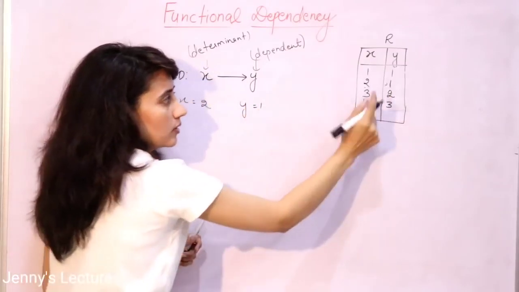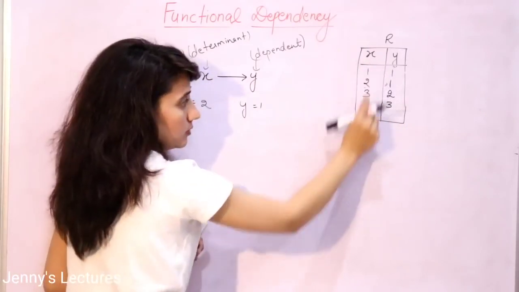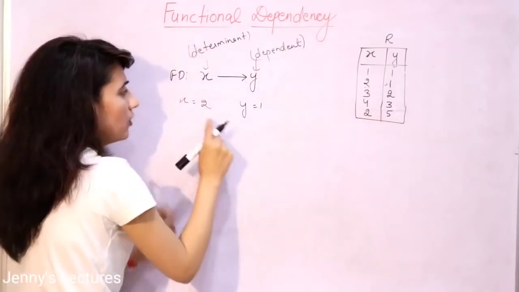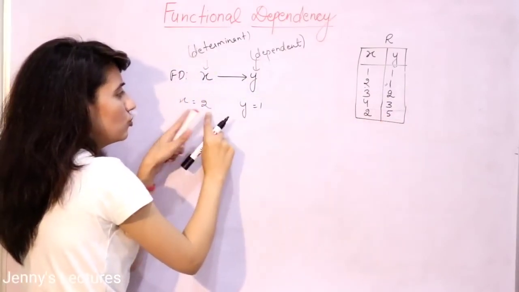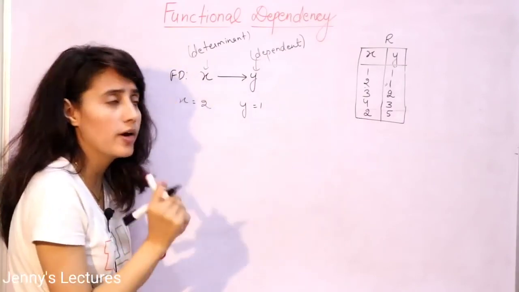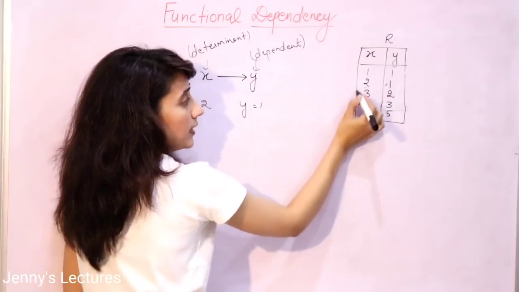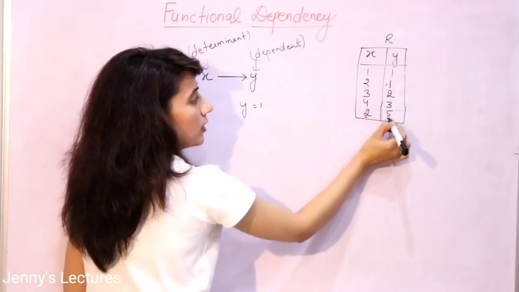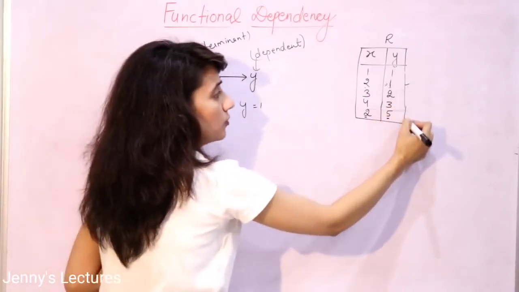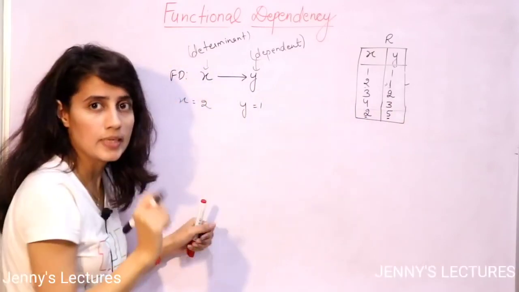Now suppose here I have inserted one more row, that is this one, 2 and 5. Now if I say the value of x is 2, tell me the value of y from this table. Search what the value of y is. Now x is 2, y value is 1. But again I have x is 2 and y value is 5. Now which value are you going to tell me, 1 or 5? I cannot say. So this cannot be the case.